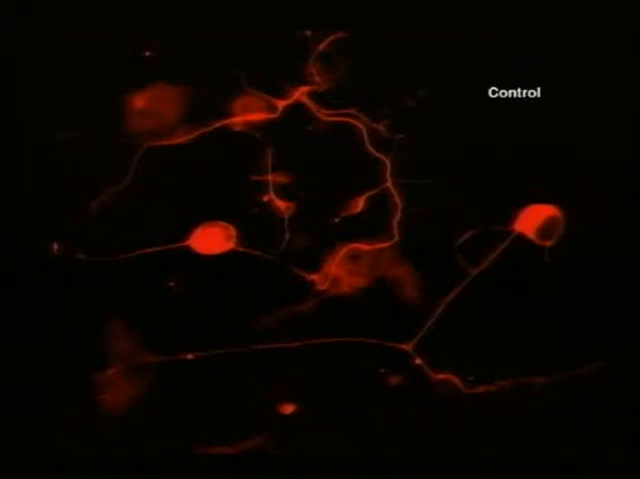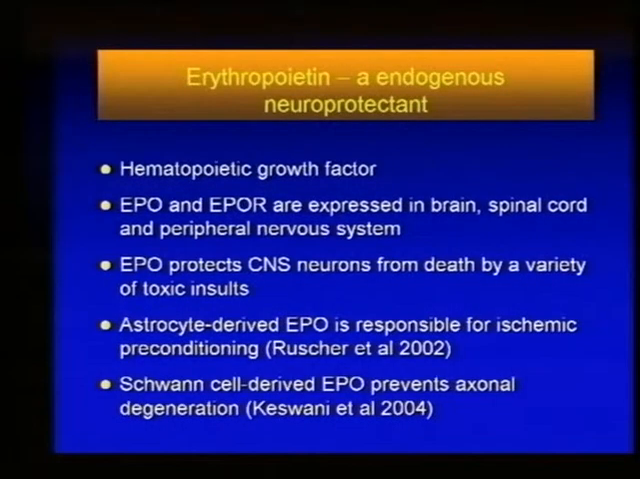This is just another example. This is a control culture, i.e. a healthy culture. And using another agent, it causes stunting of the axon. So we focused on erythropoietin. We've screened a number of agents, but we're fairly excited about erythropoietin because it has fairly dramatic in vitro and in vivo results. That's using animal models.